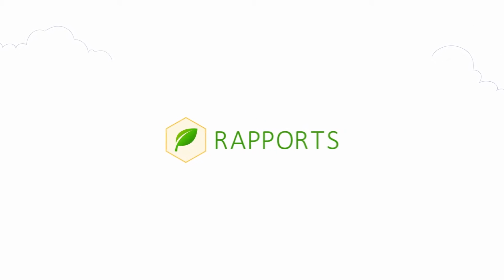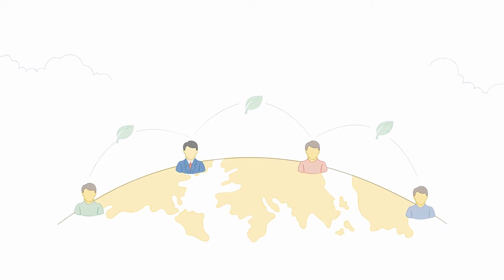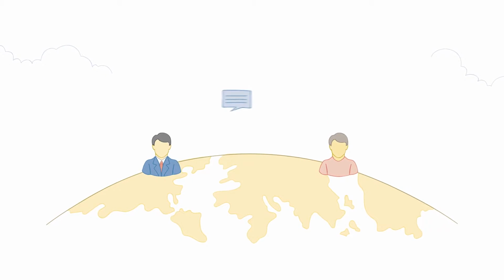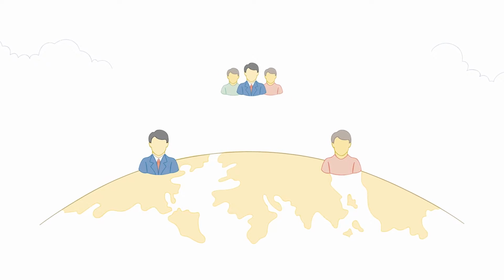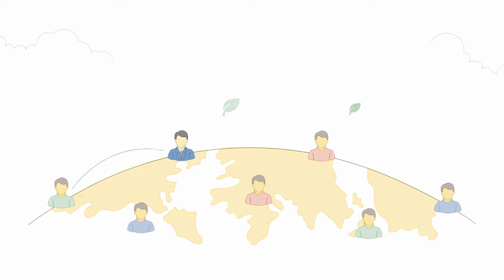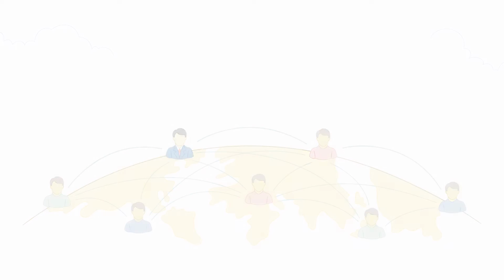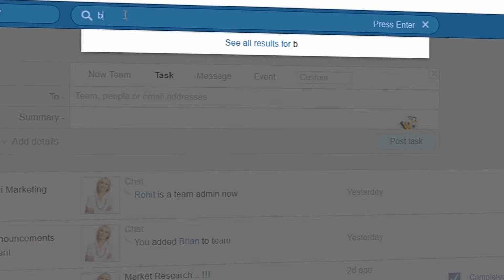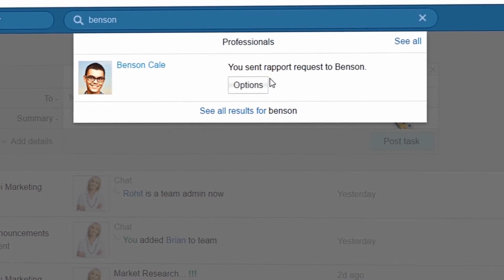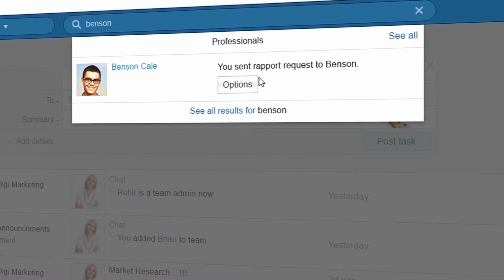Now let's talk about rapport. In Wittybee, rapport are your social network connections. Once you build rapport with other Wittybee users, you can send them tasks and messages and also add them directly to your teams. You can build rapport with just about anyone you know, including your colleagues, customers, vendors, clients, and students. To build rapport with someone you know, simply search them and click Build Rapport beside their name. They will receive a rapport request, and when they accept your request, you will have a rapport with them.